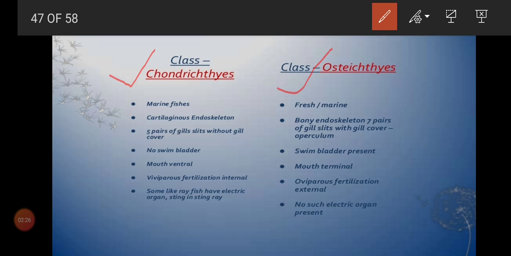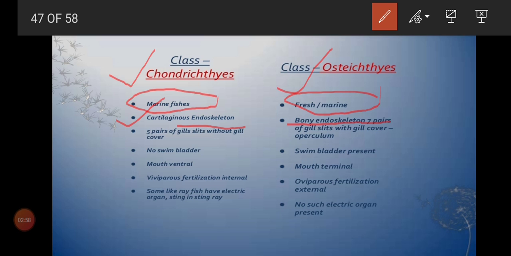All cartilaginous fishes are marine fishes, because cartilaginous fishes we can see only in marine water, but bony fishes can be in fresh water also, and marine water also. Is that clear? In Chondrichthyes the endoskeleton is made up of only cartilage. What is cartilage? Soft bone. And in Osteichthyes, a bony endoskeleton will be present. So that is the main difference.